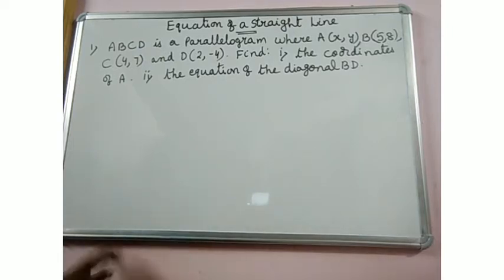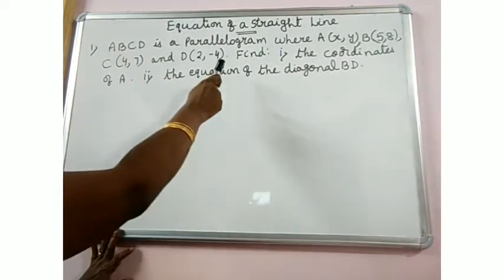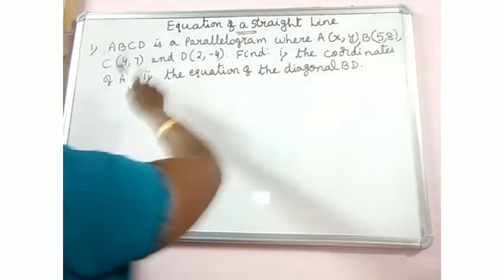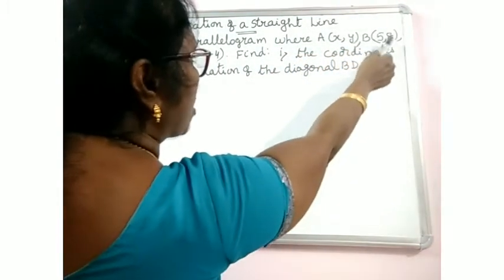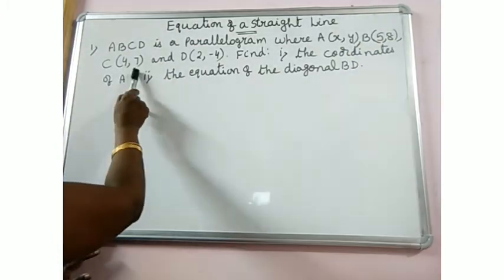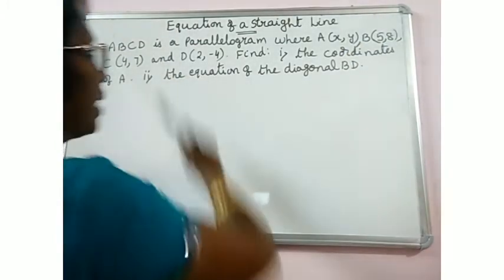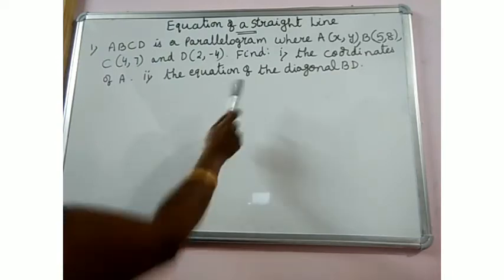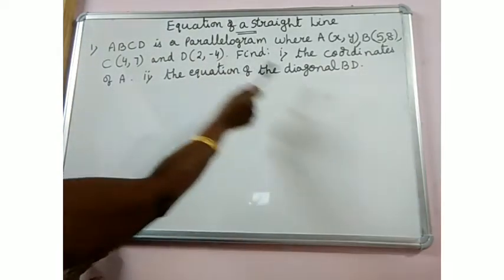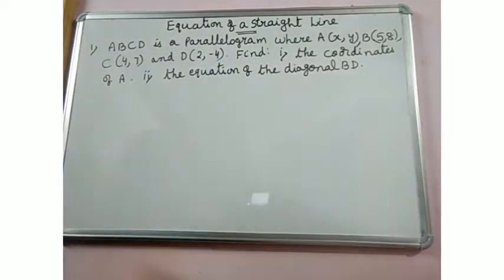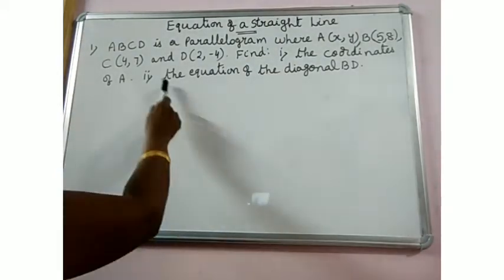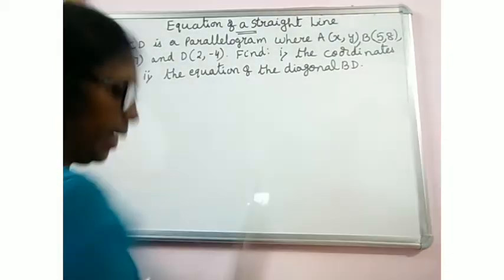The problem is: ABCD is a parallelogram where the coordinates of A are given in terms of x and y, B is (5, 8), C is (4, 7) and D is (2, -4). Find the coordinates of A, that means the values of x and y we have to find, and the equation of the diagonal BD.